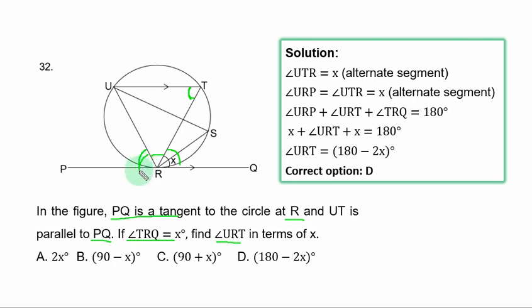So we know this angle as S. We know this angle as S. To get this required angle, you add the 3 angles on the line PQ, and the sum is equal to 180 degrees. So you have S plus angle URT plus S equal to 180 degrees. S plus S is 2S. If you transfer it to the right hand side to get angle URT, you have 180 minus 2S, all in degrees. D is the correct option.